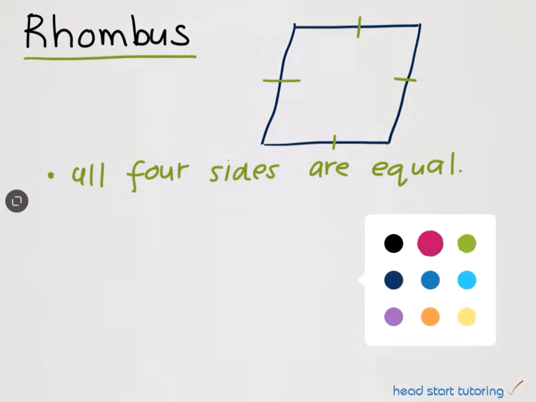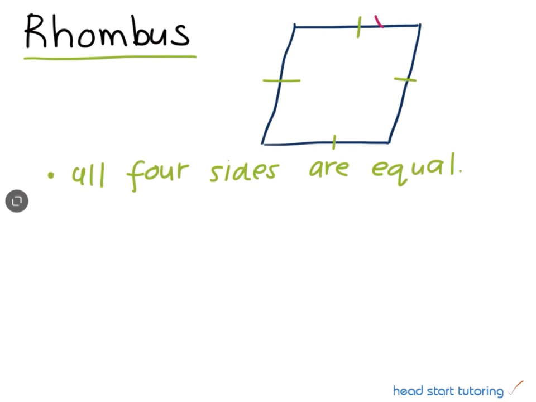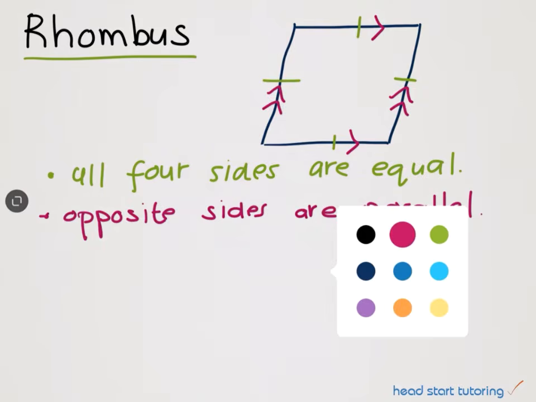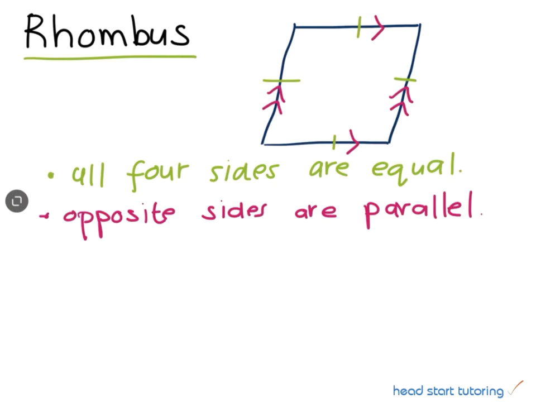Okay, and just like with our square again, opposite sides are parallel. So opposite sides are parallel. And that is another property of our rhombus, is that opposite sides are parallel. Let's now have a look at our angles. With a rhombus, not all your angles are equal, and we don't have any right angles in a rhombus, but opposite angles are equal.